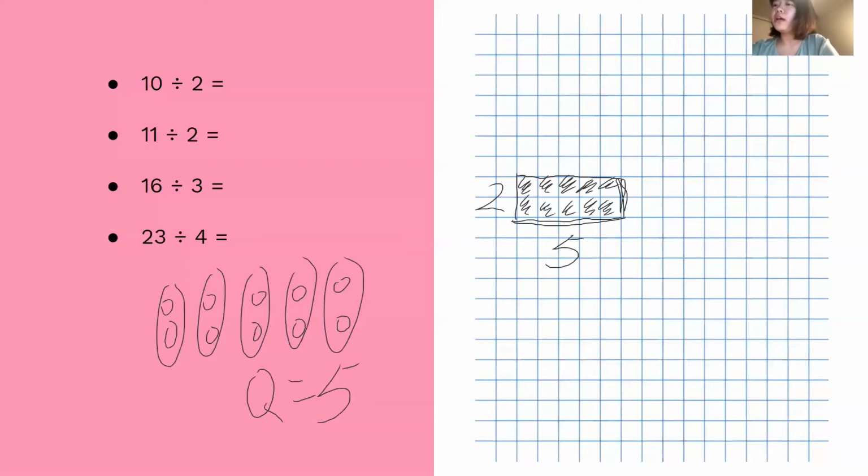So the total squares we colored is 10, and we're using 10 divided by 2. And what we get is 5. And in the area model, as you noticed already, our length is equal to the quotient. So our quotient is 5. Okay, so that's for our first problem.